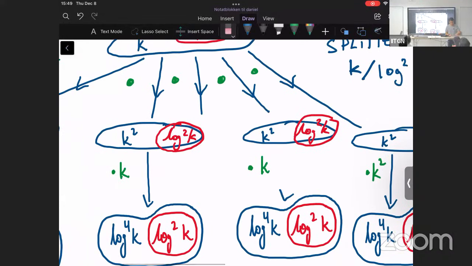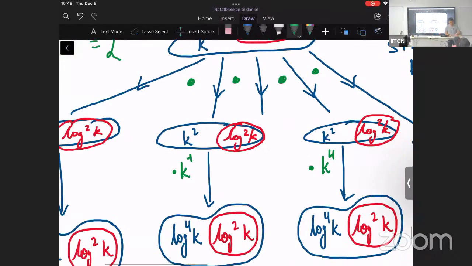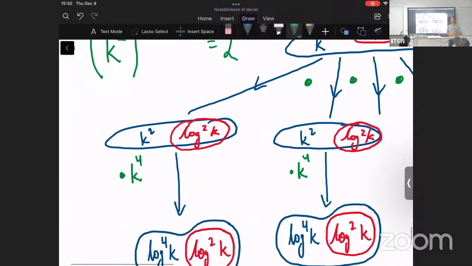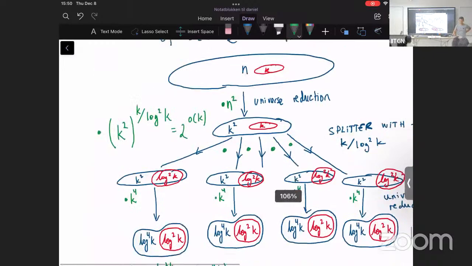So let's make it more wrong before we make it better. There. Thank you. I'm assuming it doesn't matter. Yeah, it doesn't. The calculation of k squared to the k over log square k and k to the 4 over the k over log square k gives you the same thing. Like the same universe reduction number of times.